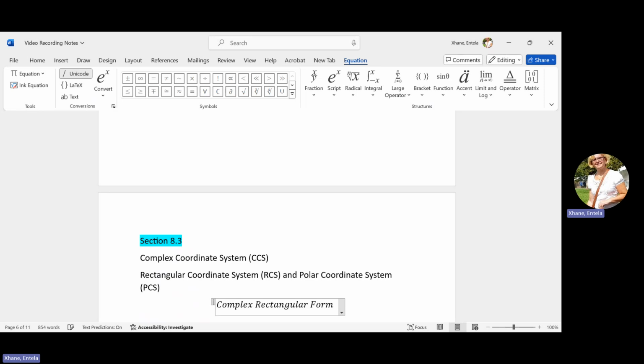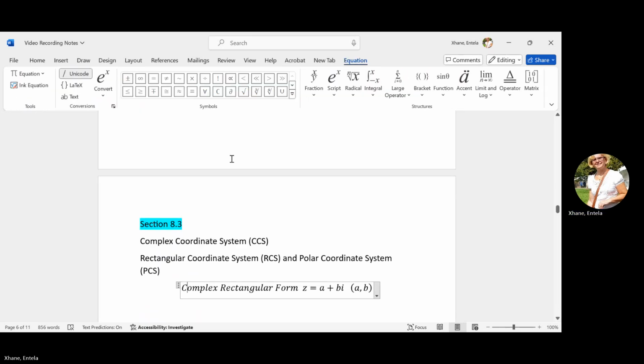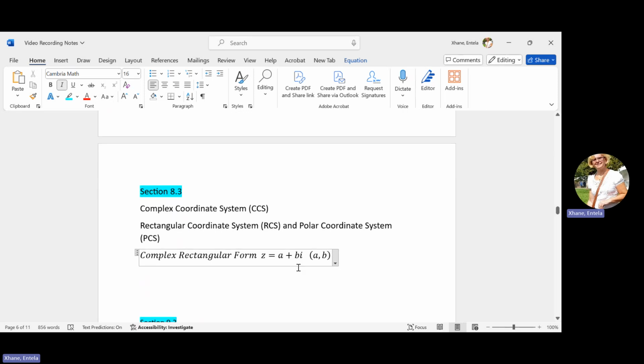The complex rectangular form is Z equals A plus Bi. And then the ordered pair is (A, B). So that allows us to clearly see the transition of X and Y into A and B. Now the question is how the formulas that we already introduced are going to change.